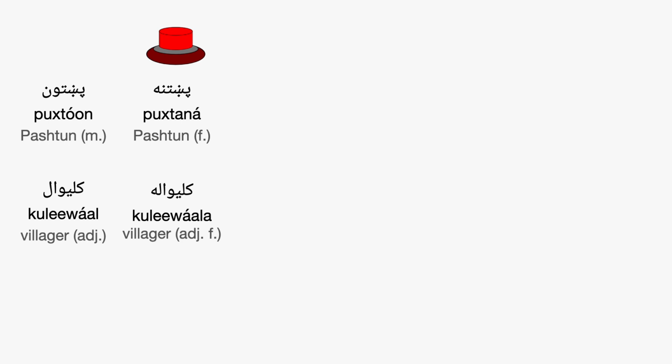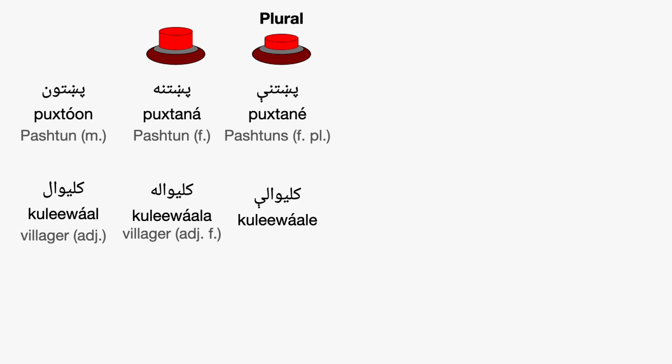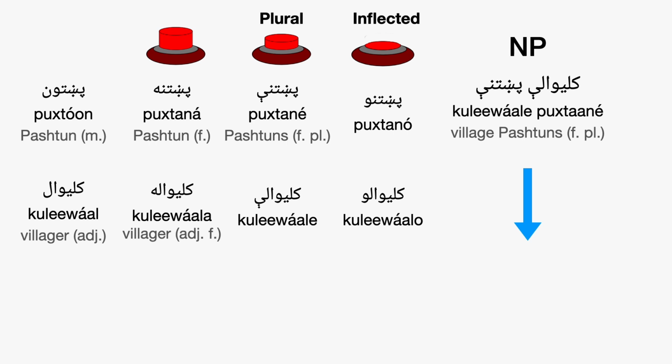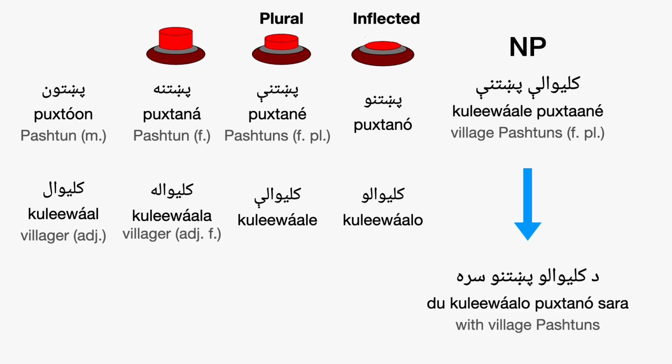So let's say it's village Pashtuns. And now this is plural, but we use the inflection for plural. So here our noun phrase hasn't even gone in the sandwich yet. This already looks inflected, but it's inflected because it's plural, not because it's in the sandwich. So if we go to stick it in the sandwich, what can we do? Well, we have to use the second inflection, the double inflection. It's like pushing the button all the way down. So we say kalewalo pakhtano sara, with village Pashtuns, like that.